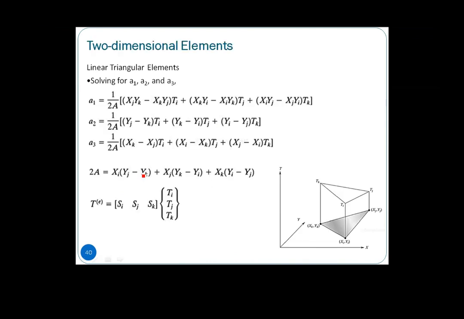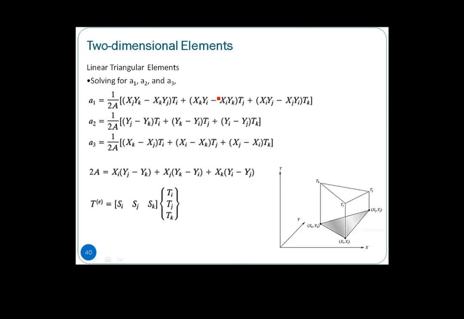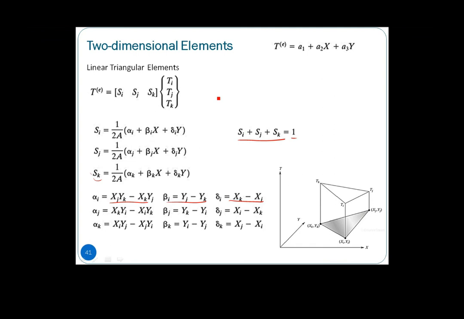Okay, where is it? So we have, if you put in T^e = A1 + A2 x + A3 y, right? That basically gives us the so-called elemental temperature, or any parameter function in this case, right? Then we will have the shape functions Si, Sj, and Sk, and you can see that they are basically the same as when you are finding this Si just now, right?